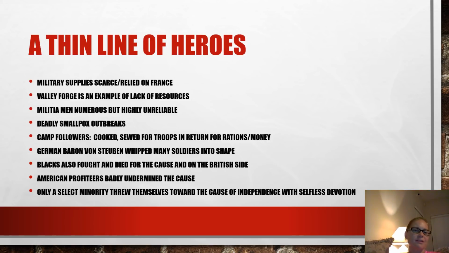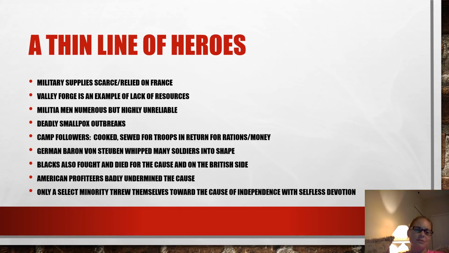Militiamen were numerous but highly unreliable. They're not trained. Deadly smallpox outbreaks. We did have what were called camp followers. These were women who would cook for troops in return for rations and money from the government. German Baron von Steuben whipped many soldiers into shape, so we had to rely on foreign aid there. Blacks also fought and died for the cause, and on the British side as well. On the British side, they were promised their freedom, so a lot did go to the British side. And the British government really did follow through with their promise on that.